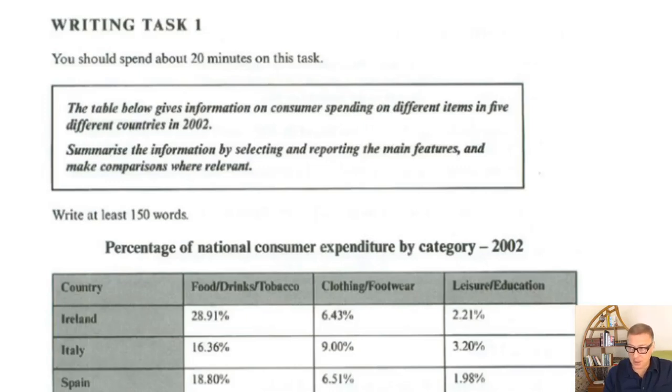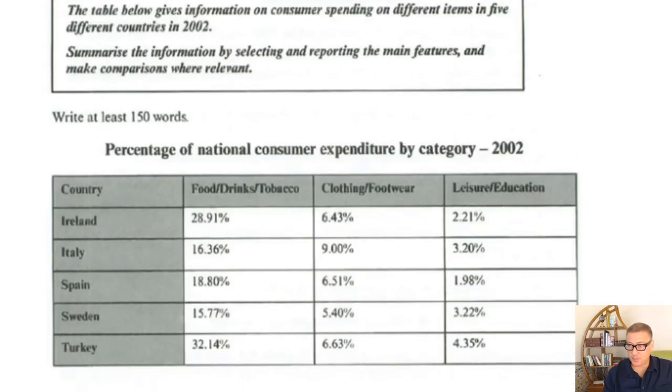Okay, so let's have a look. Ireland, Italy, Spain, Sweden, Turkey. So they're mostly European countries, one country that is part in Europe and part in Asia, so no grouping there really. But we can see in all the countries the most money was spent on food, drinks, and tobacco. The second highest amounts were spent on clothing and footwear, and finally leisure and education. And within those groups, we can also combine.